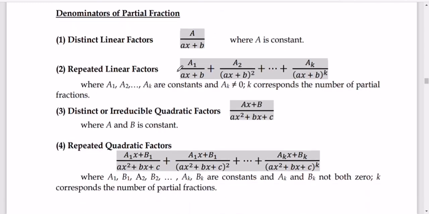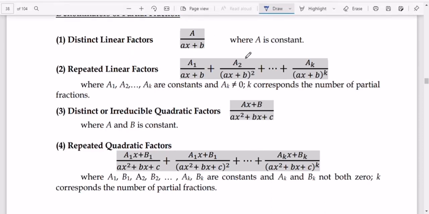So here they are. The first one is the distinct linear factor. The distinct linear factor goes like this: a over ax plus b. Which means, if we have a factor x minus 1 times x plus 2.